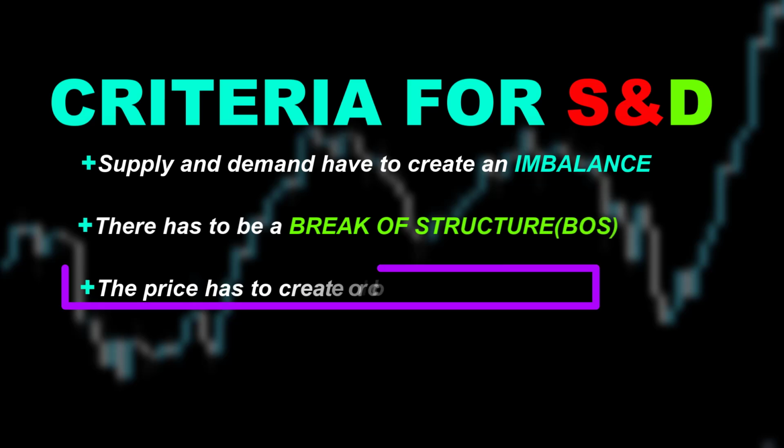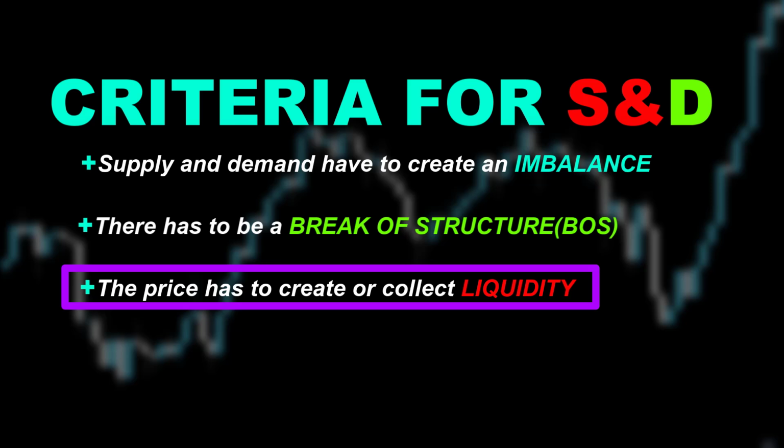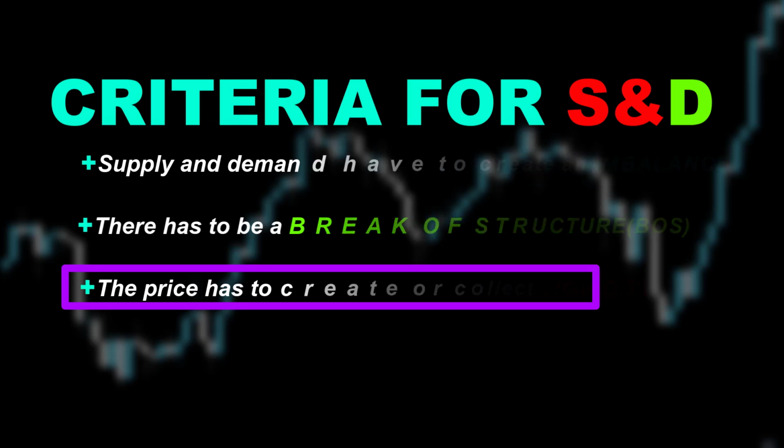Now, the third criterion is that the price has to collect liquidity. This is considered a +1 criterion because it is not essential for creating or defining a key supply or demand zone. Sweeping liquidity is not required to have a valid zone, but it serves as strong confirmation. The first two rules, the price creating an imbalance and the break of market structure, will have to happen in the movement, and the third criterion, a liquidity sweep, is just a confirmation.